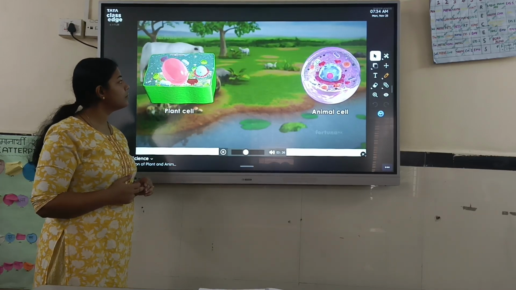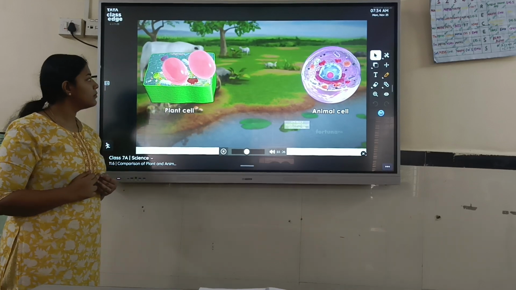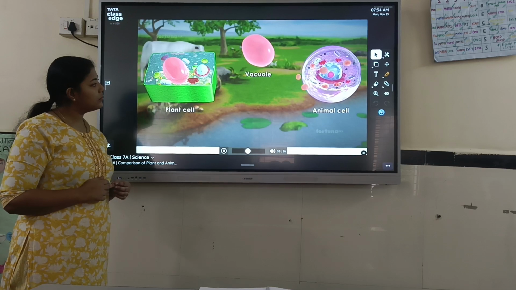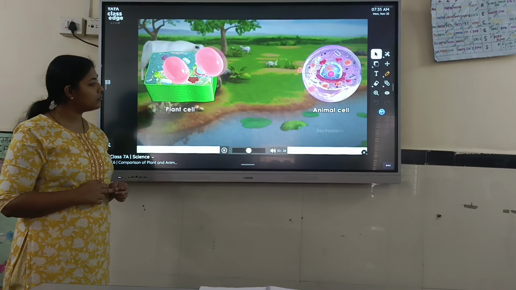Let's look at some of the other organelles located within the cytoplasm. A plant cell has a single large vacuole. An animal cell, on the other hand, has several small vacuoles.